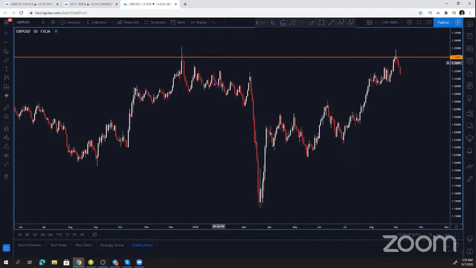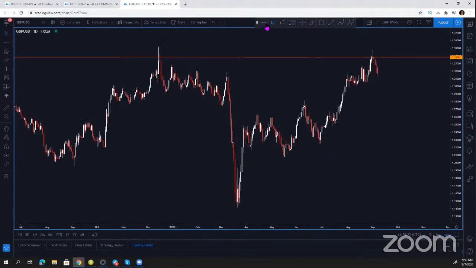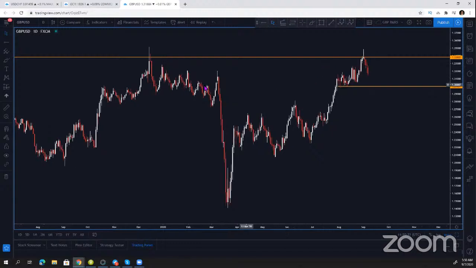Now, if we take historic price action as an indicator of where we are going to be going, we could basically be going to test the previous lows, or this previous base in the GBP versus the US dollar. And this is the level that I will be looking at very closely.